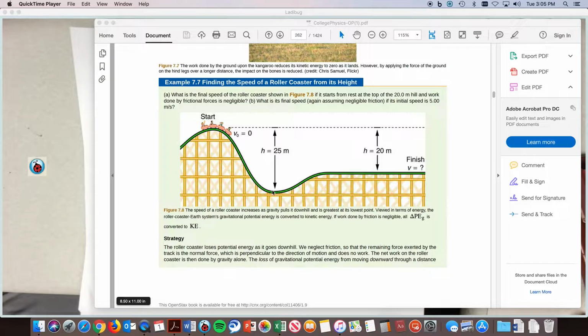And then when we take it from here, we'll do a second part. Say, okay, now it's going to go up 5 meters, and we'll find its final velocity when it goes back up 5 meters. So we'll do it twice. I'm going to do this with initial energy equals final energy, by the way.